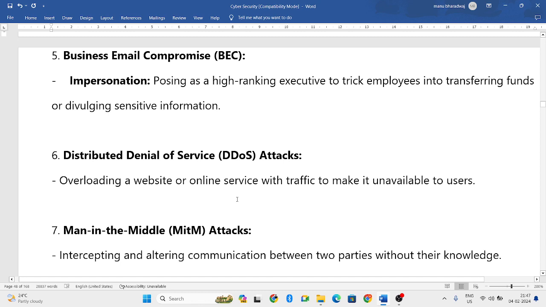Next is distributed denial of service attacks. What they do is, suppose you have a website, they will suddenly overload the website.